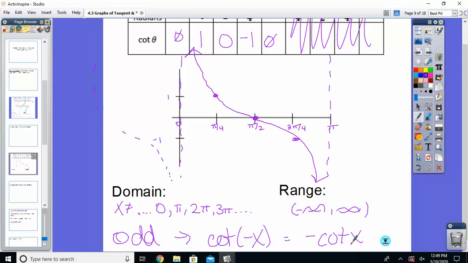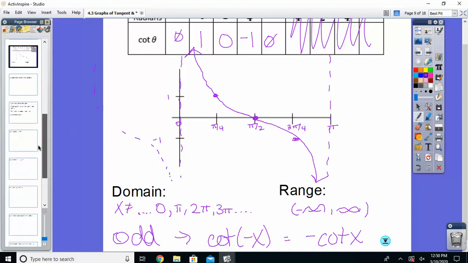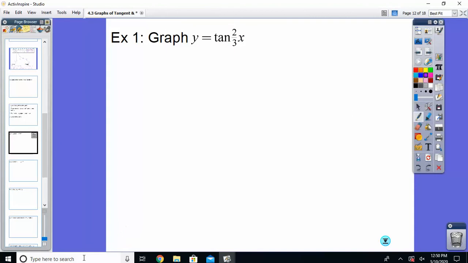So these are the tangent and cotangent graphs. Keep this handout in front of you so we can reference it as we go on. Now we are just going to start graphing these functions. We're going to go through the same list of information that we were doing with sine and cosine. We're just going to have a little bit different process to think about.